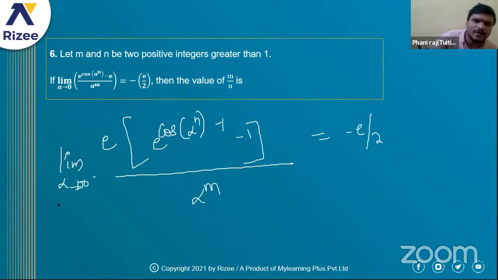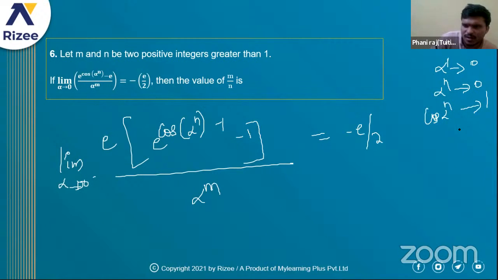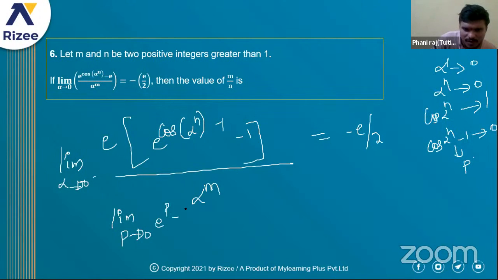Okay. Now you see, if α tends to 0, α^n also tends to 0. Then cos of α^n tends to 1. So cos of α^n − 1 also tends to 0. Call this variable p. Okay. That means you are doing first limit p tends to 0, (e^p − 1), let's divide and multiply by p.